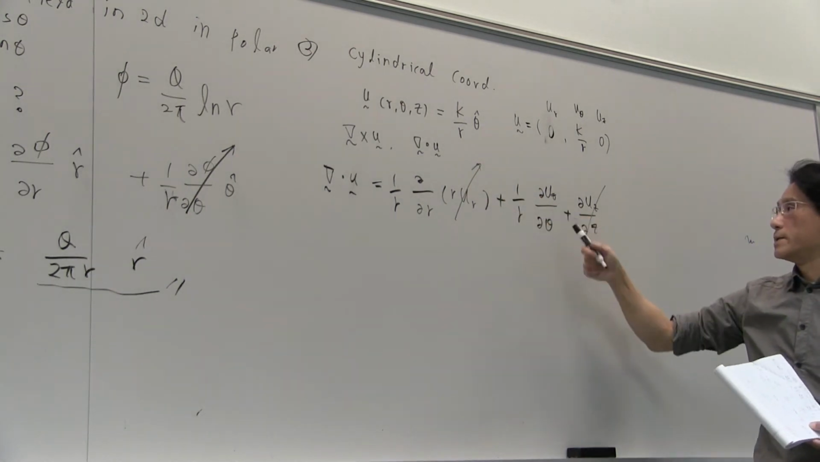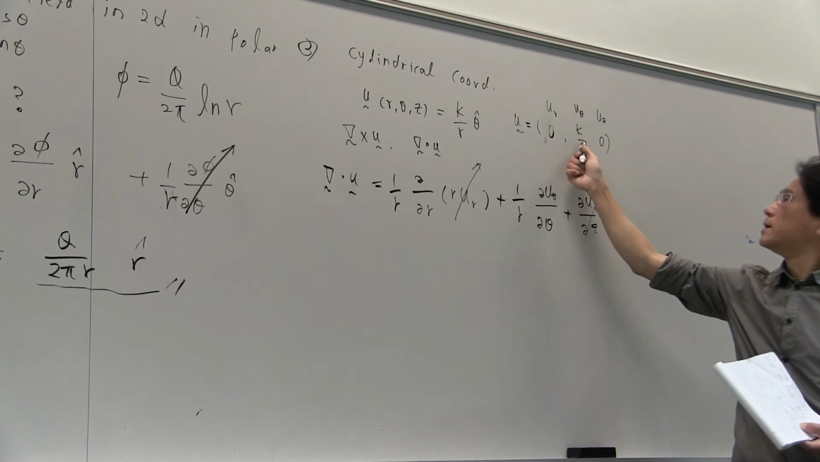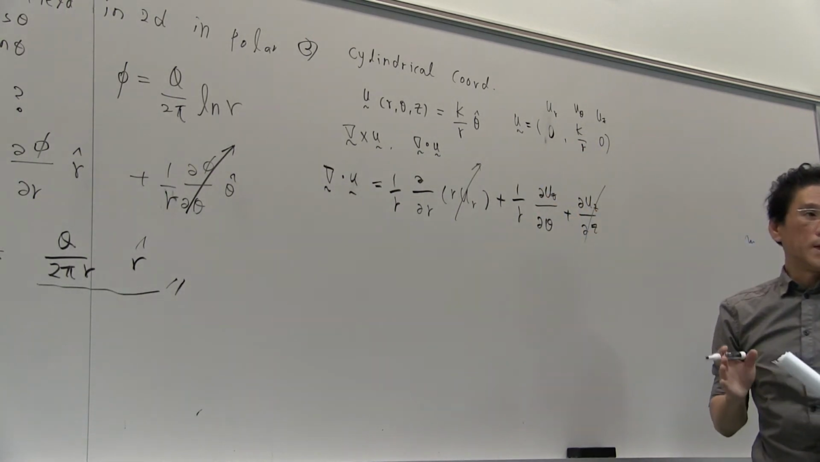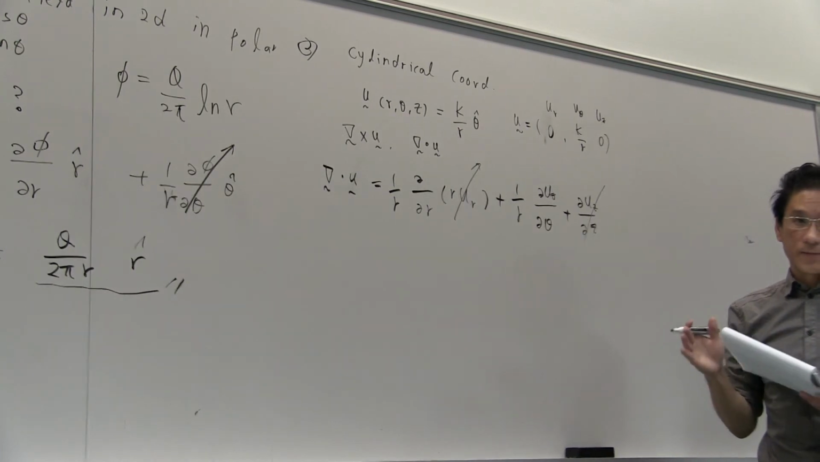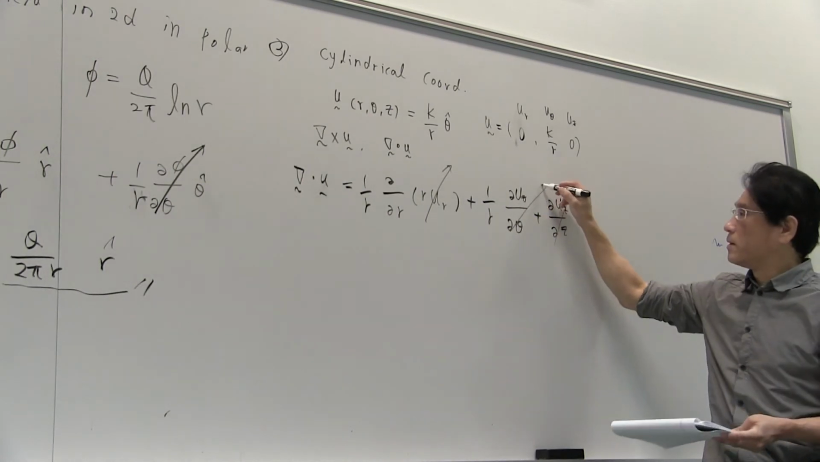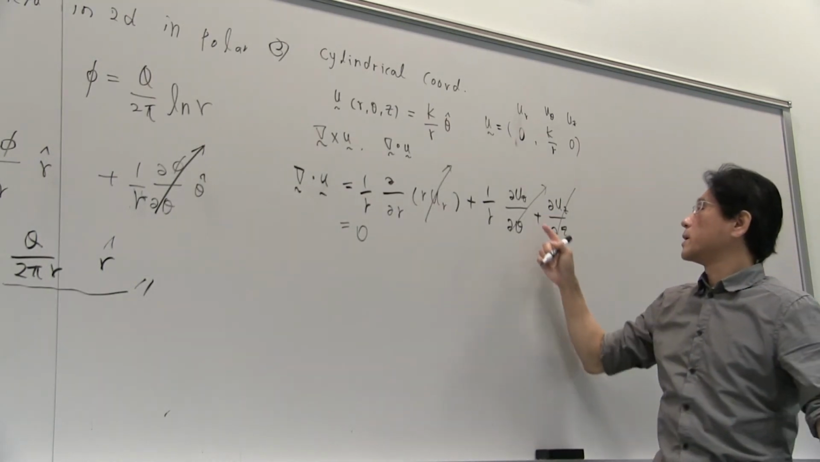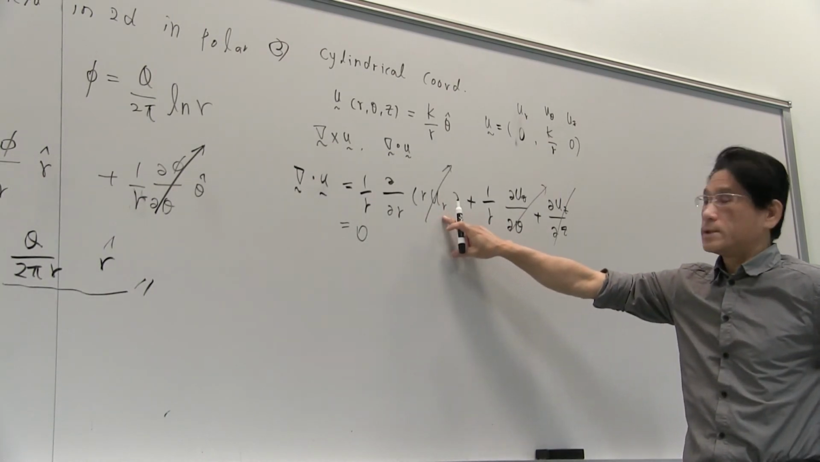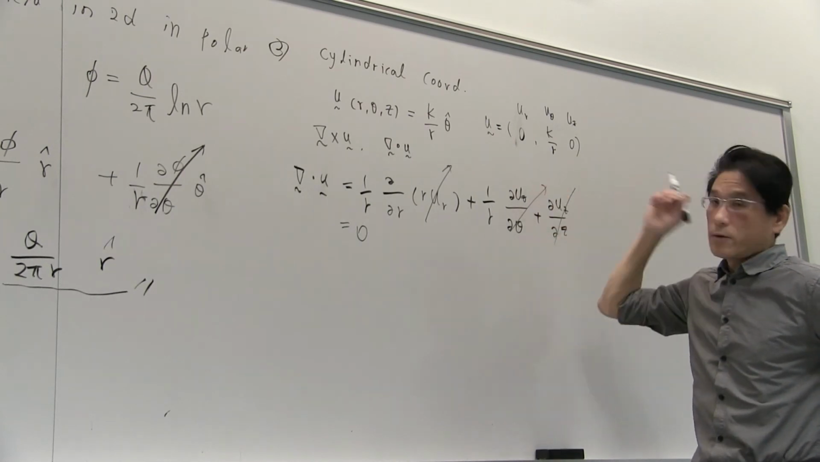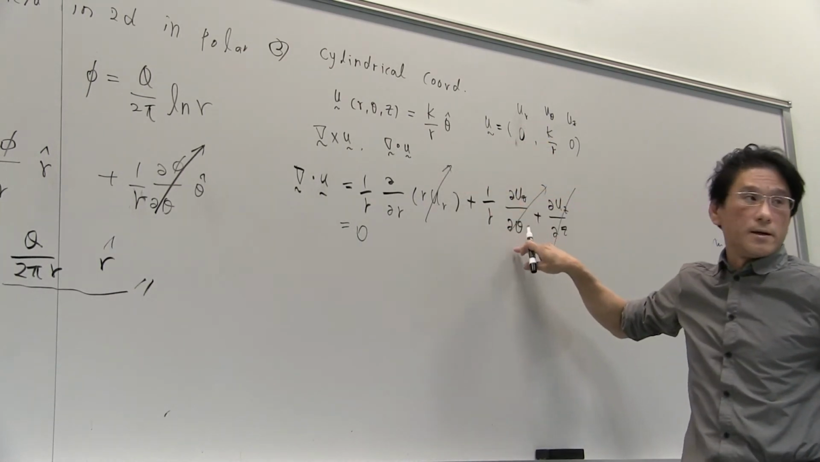So you only have u theta, and the derivative with respect to theta: your velocity vector is only a function of r, so if you differentiate with respect to theta it equals 0. That's why you get everything 0. Why is this 0? Because there are no components u_r and u_z. But what about u theta? u theta is only a function of r. So that's why it's 0, right?